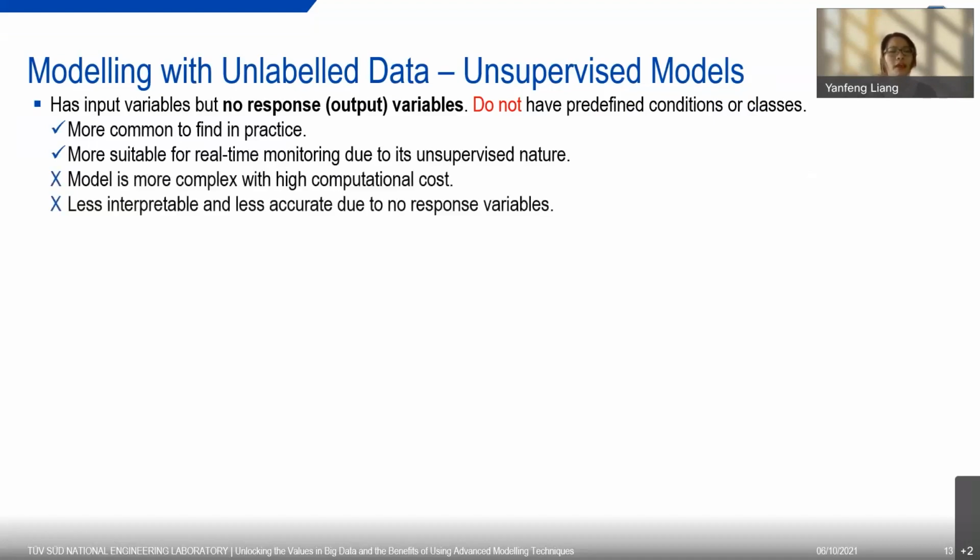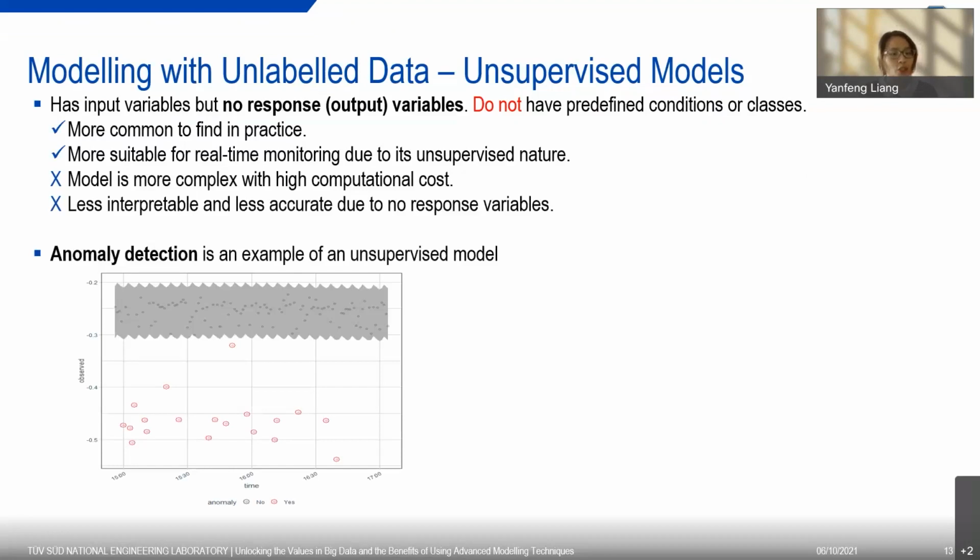However, because of that, the model is more complex with a higher computational cost, because we can't help the model through its learning process. It does it by itself. And because of that, it's also less interpretable and less accurate because we don't have the response variable. So I'll now illustrate with some examples to hopefully make my point better.